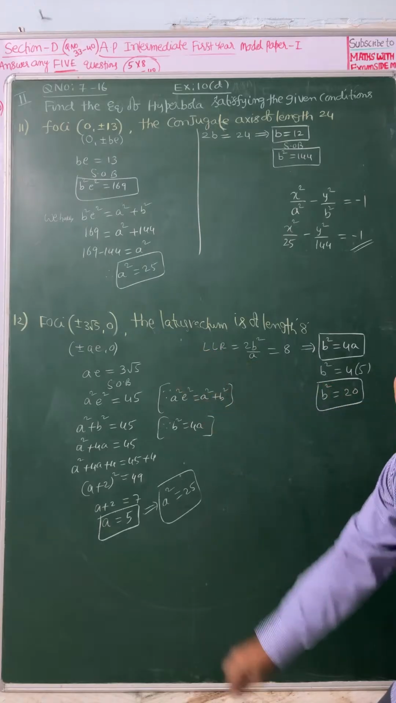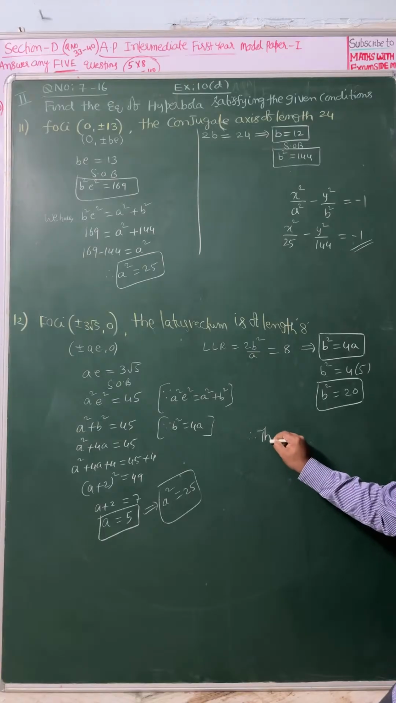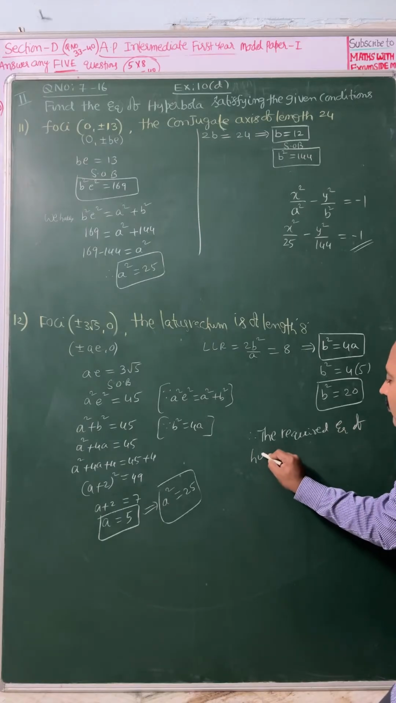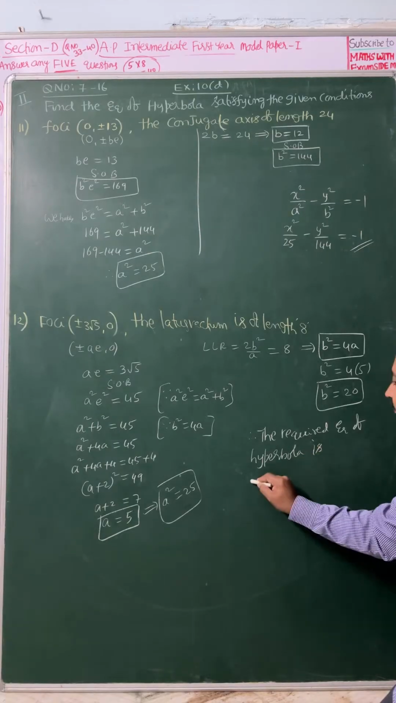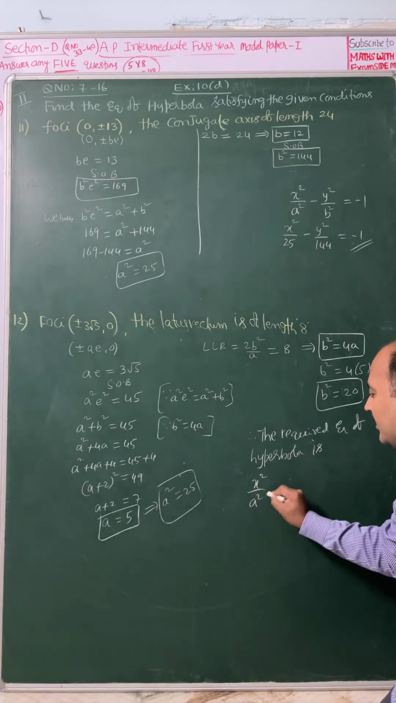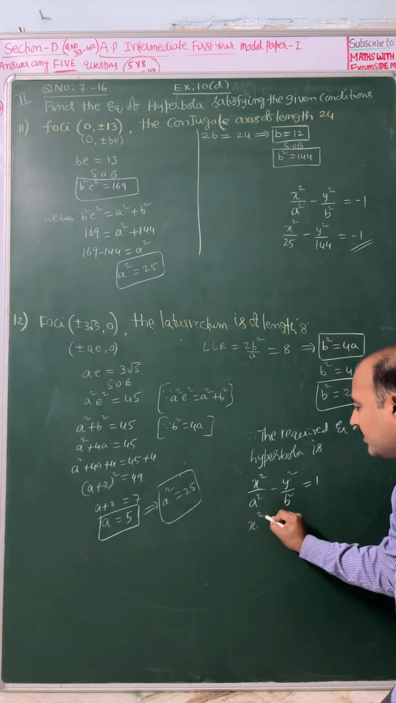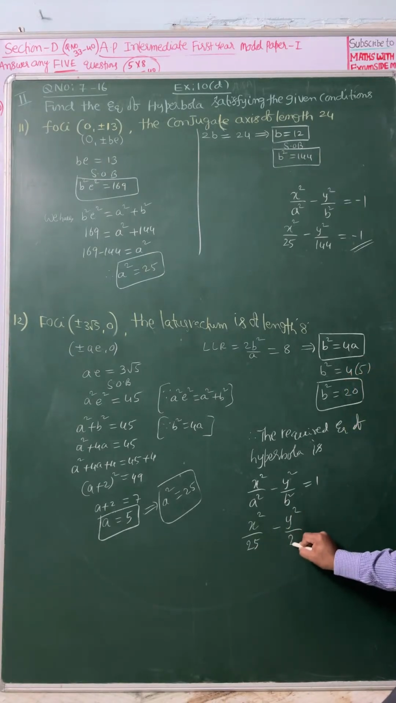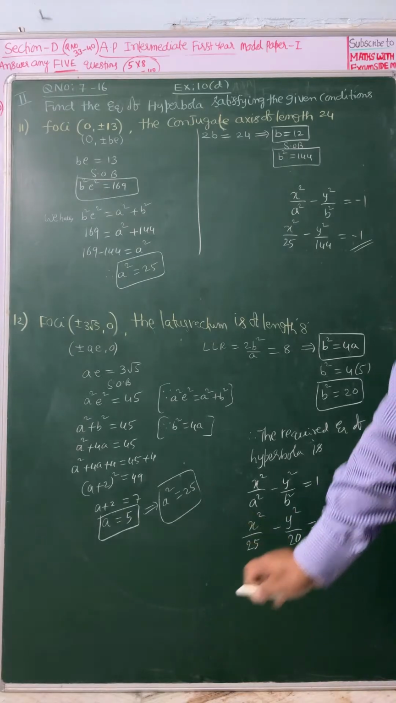So it lies on the x-axis, the transverse axis. Therefore, the required equation of hyperbola is x square by a square minus y square by b square equal to 1. So x square by 25 minus y square by 20 is equal to 1. Okay, dear students, we'll move to the next question.